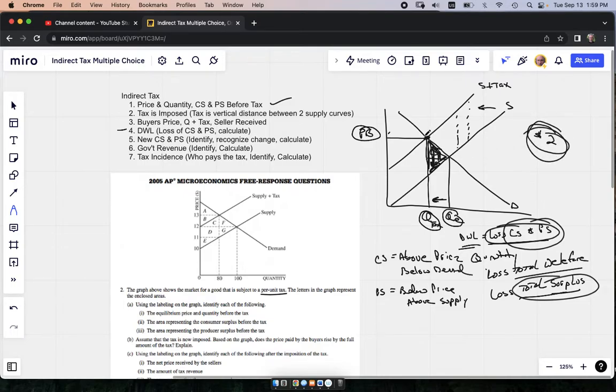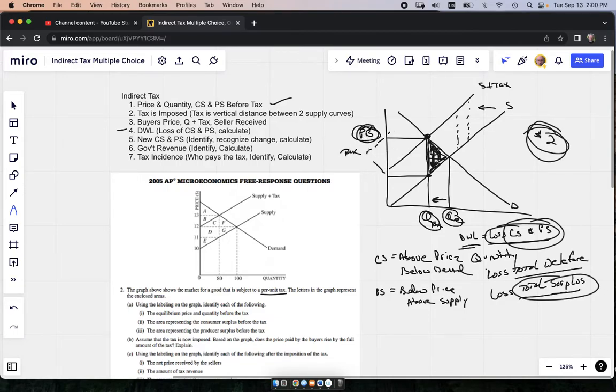So that vertical distance from the price there, we're going to go straight down until we hit that lower supply curve right there, and we're going to bounce right to the left. If that's the amount of the tax, that vertical distance there is the tax, then this should make sense.